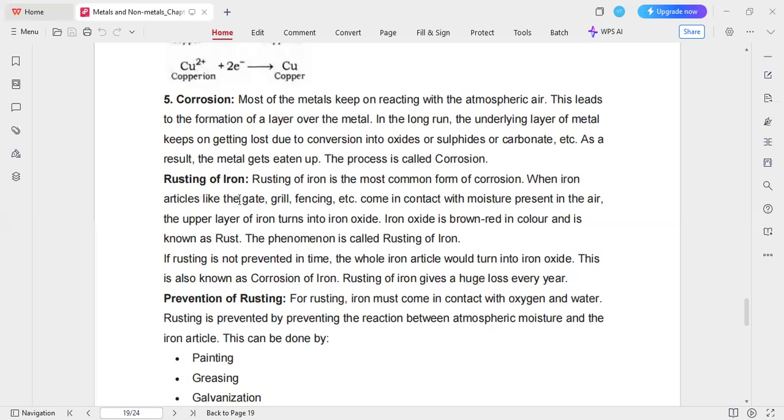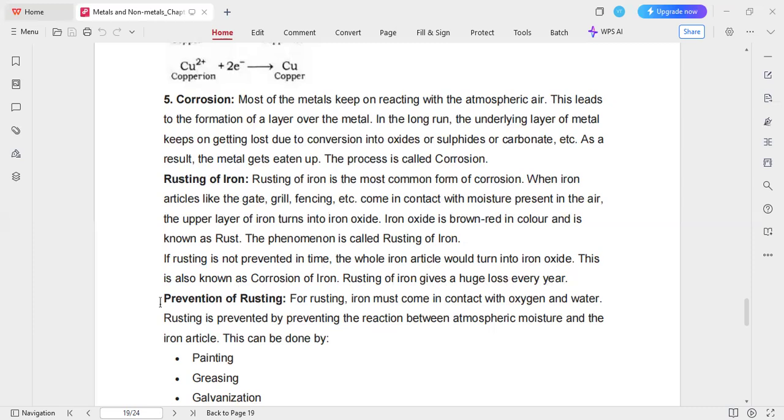When iron articles like gate, grill, fencing, etc. come in contact with moisture present in the air, the upper layer of iron turns into iron oxide. Iron oxide is brown red in color and is known as rust. The formula of rust is Fe2O3.xH2O. It is called hydrated ferric oxide. This phenomenon is called rusting of iron. If rusting is not prevented in time, the whole iron article would turn into iron oxide. This is known as corrosion of iron. Rusting of iron causes a huge loss every year, children.